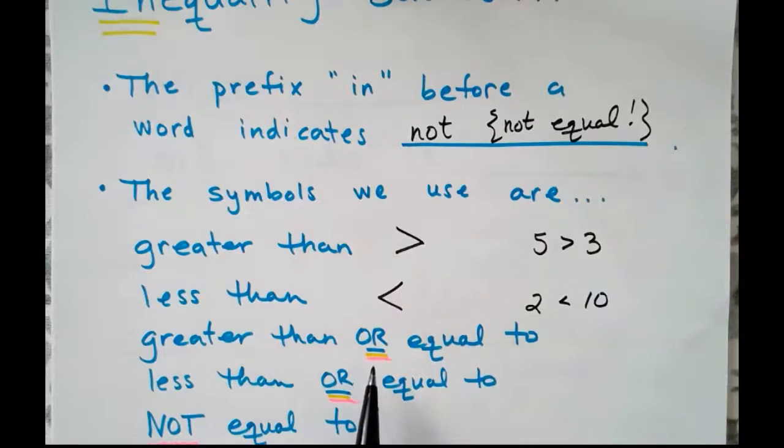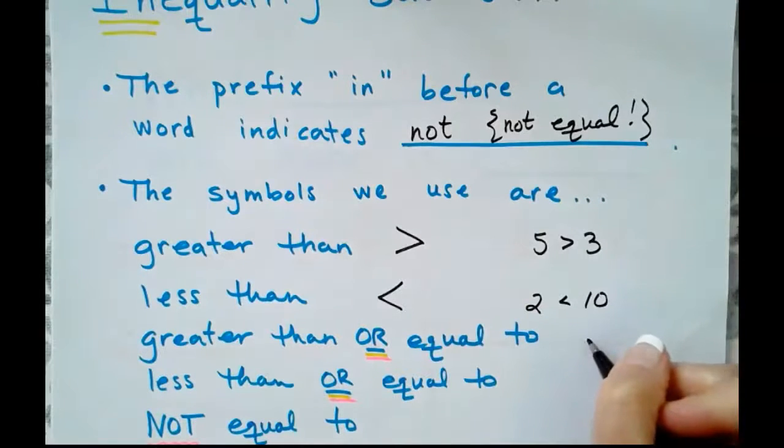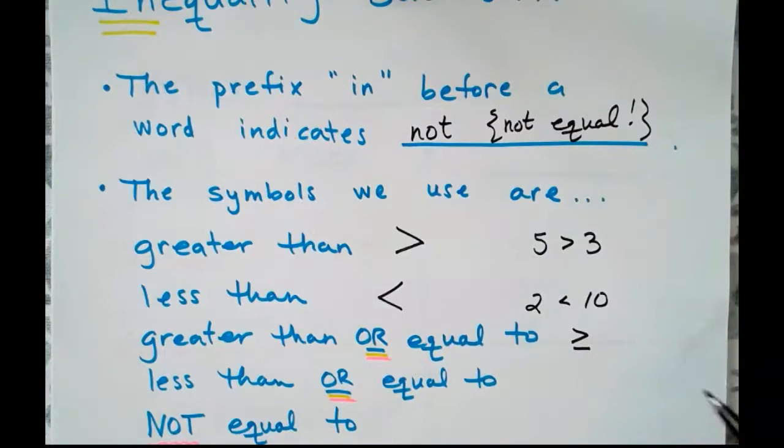Now, we can introduce the conjunction "or." Hopefully you're familiar with what a conjunction is. You should have learned that as a part of speech in English. The conjunction "or" in this phrase, greater than or equal to, means that we can say this. Here's the symbol, greater than or equal to. So we could write a statement and say that 5 is greater than or equal to 3. That's a true statement.